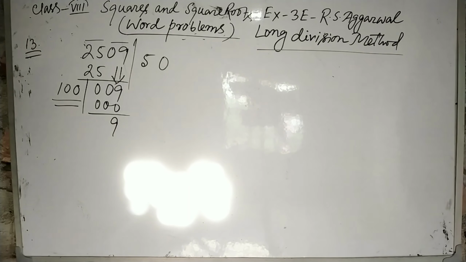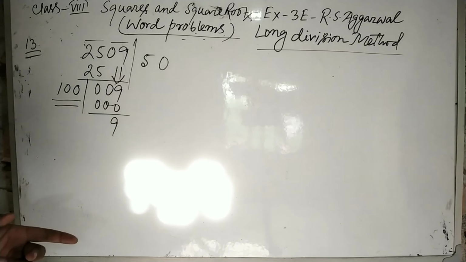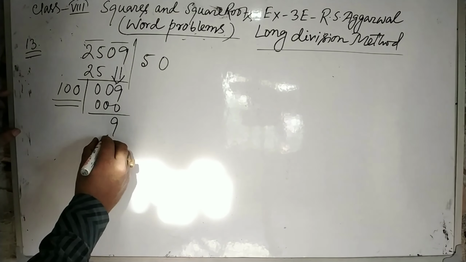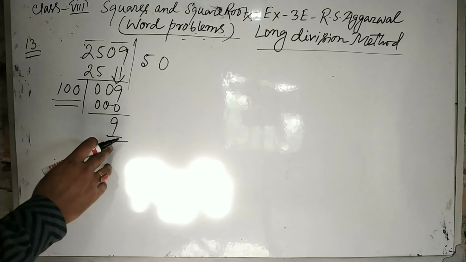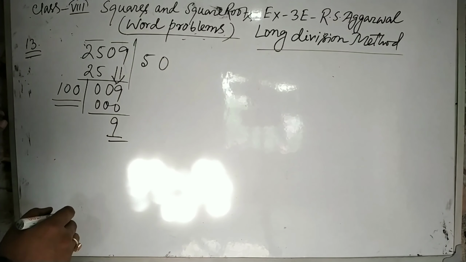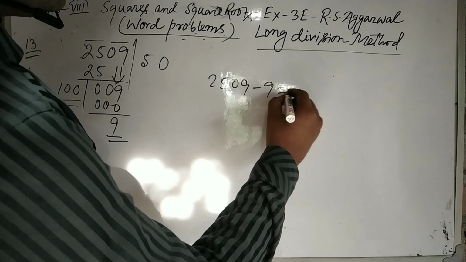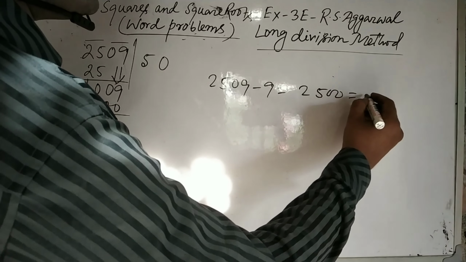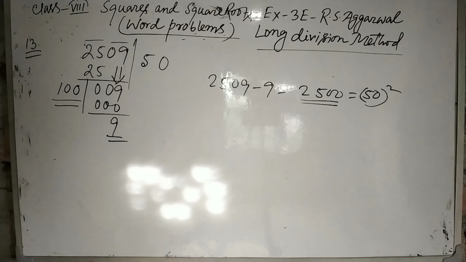What was the question? Find the least number which must be subtracted from 2509 so that the resulting number is a perfect square number. So this is our remainder 9. We are using long division method. This is our remainder. So if we subtract 9 from 2509, it will become 2509 minus 9, it will become 2500, which is 50 whole square. Therefore this one is a perfect square number.